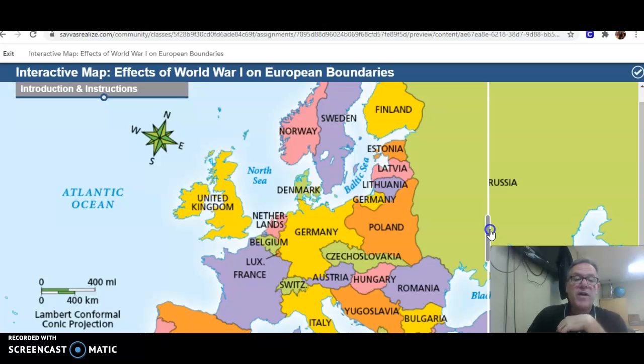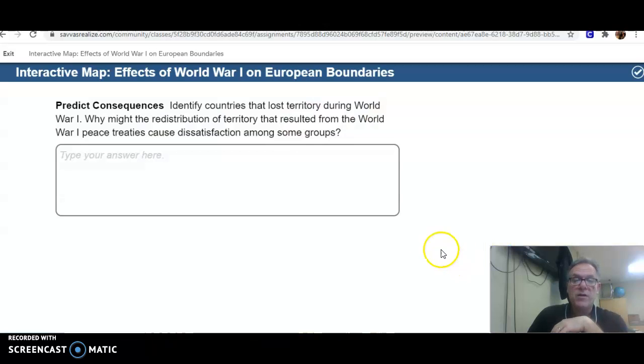So that's the effect of World War I on the political map. Let's look at a question. Identify countries that lost territory during World War I. You should be able to answer that. There were two big losers. Why might the redistribution of territory that resulted from the World War I peace treaties cause disaffection or anger among some people? And I think you can understand why.